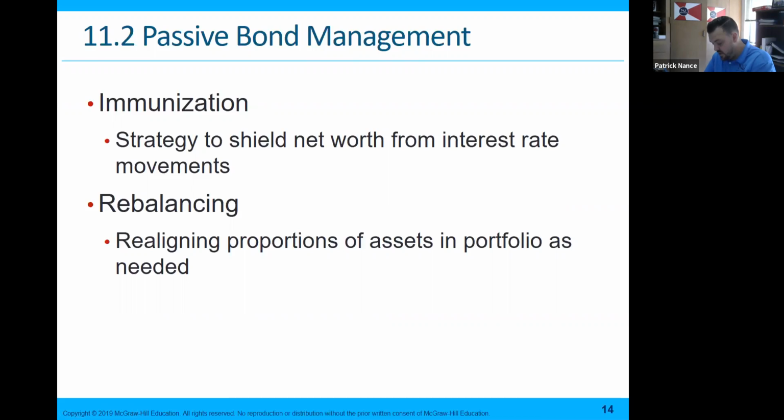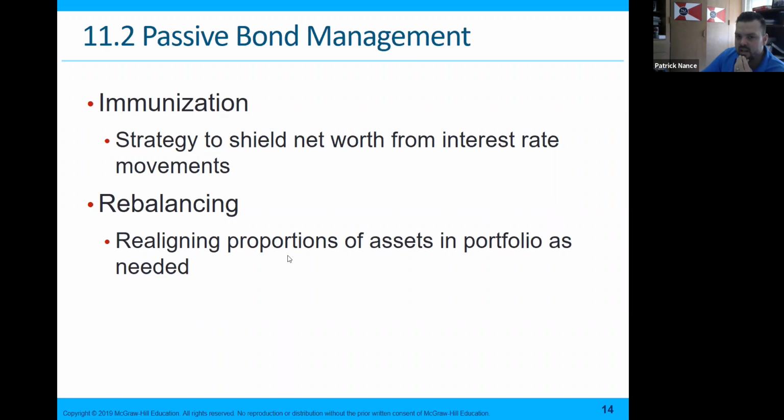Immunization. Immunization is a strategy to shield net worth from interest rate movements. So effectively, we're trying to build a portfolio with enough elements that have an inverse relationship with the rates of interest, and enough that have a direct relationship with the rates of interest. If we've properly done this, changes in interest rates should leave my yield effectively flat, which is hopefully a positive yield, obviously, but effectively flat.